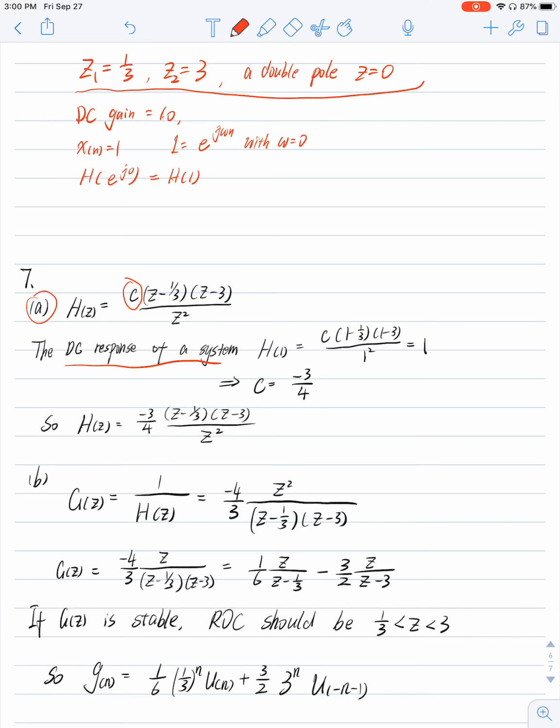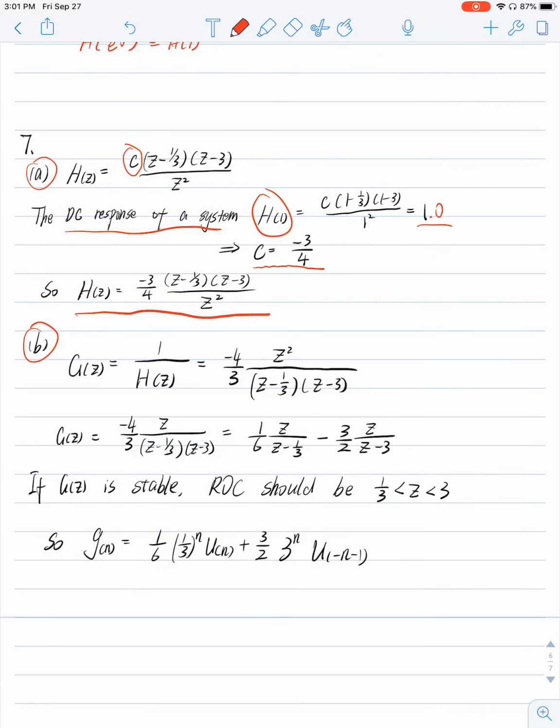The DC response, which I have stated above, is H(1). That equals 1.0 from the statement of the question, which is C times (1 - 1/3)(1 - 3) over 1 to the power 2. Thus, we can easily get C equals -3/4. So the final H(z) is -3/4 times (z - 1/3)(z - 3) over z to the power of 2.